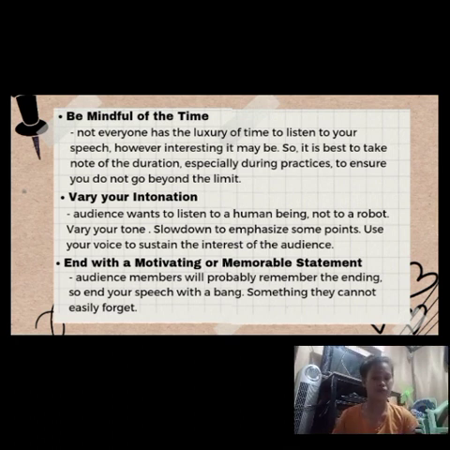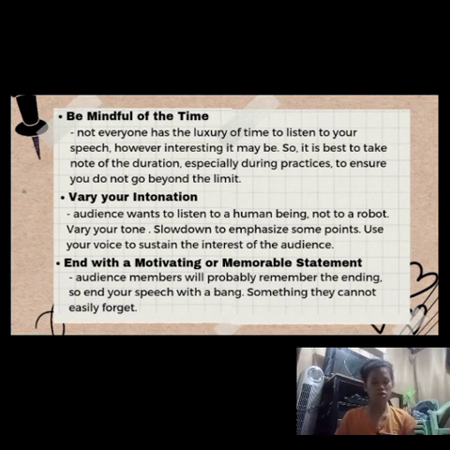Be entertaining. The audience wants to listen to a human being, not to a robot. Vary your tone. Slow down to emphasize some points. Use your voice to sustain the interest of the audience. We can therefore think of intonation as referring to the way we use the pitch of our voice to express particular meanings and attitude.